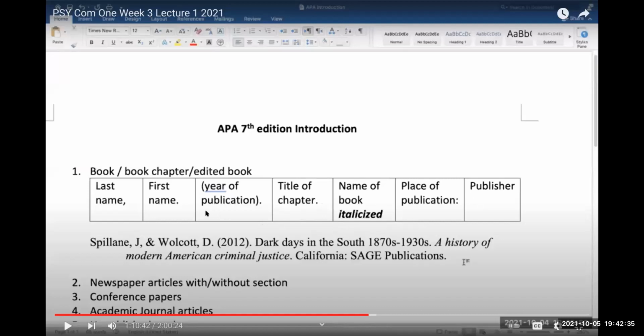All right, so the two other things that I'm going to show you is, so this is the book chapter, but you have what is called a book. Let's just say that the chapter is not there, and let's just say that it's an edited book. Let's watch and see. And then you're going to do a class activity.